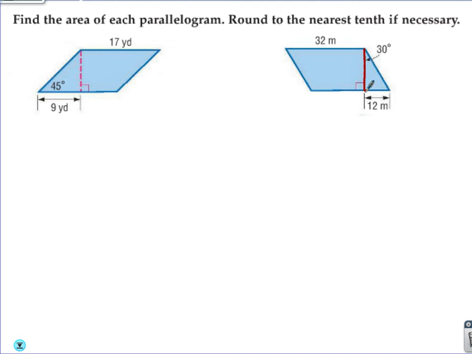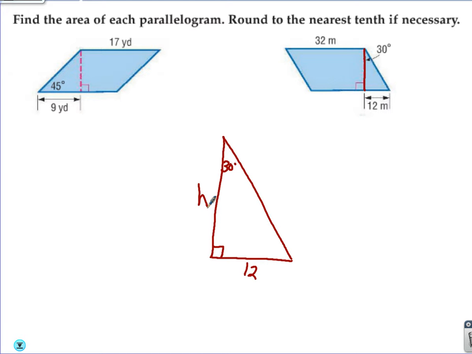We do know that our base, though, we have a base of 32. Since the top's 32, the bottom's 32. So once I find the height, I'm in good shape. So let's come down here and let's try this 30, 60, 90 right triangle. This is 30 degrees. This is 12, and we need a height. Right?